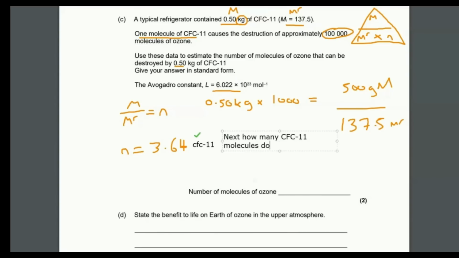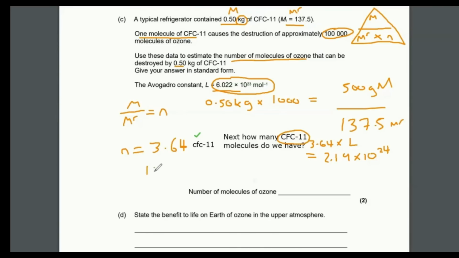Now we want to know how many molecules of CFC do we actually have? Well, we're going to do number of moles times L, which is Avogadro's constant. So there's 6.022 times 10 to the 23 particles of CFC in 1 mole. So we go 3.64 times Avogadro's constant. I'm using L here, and we get 2.19 times 10 to the 24.